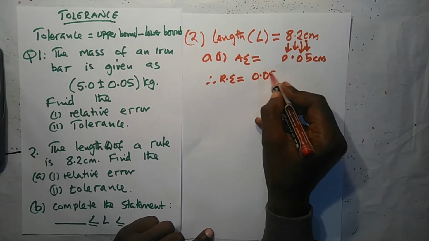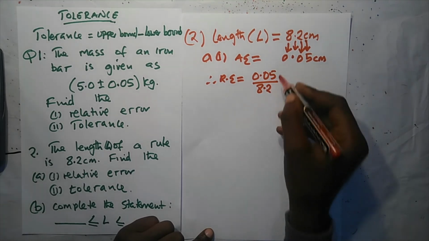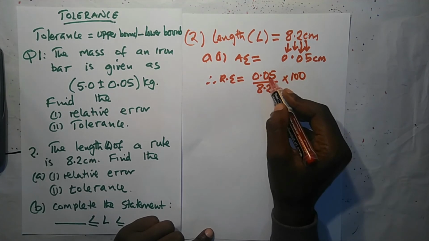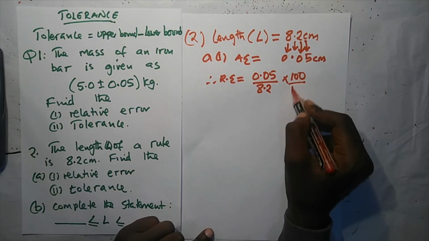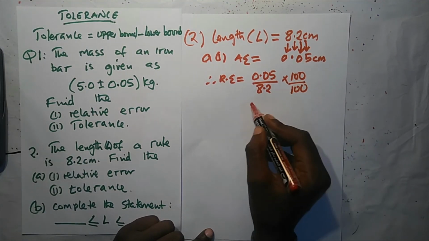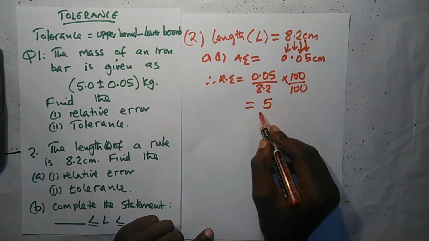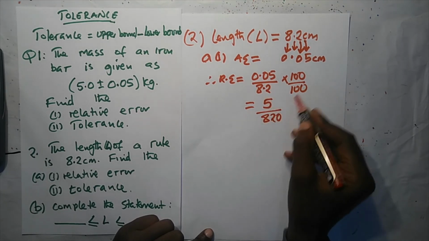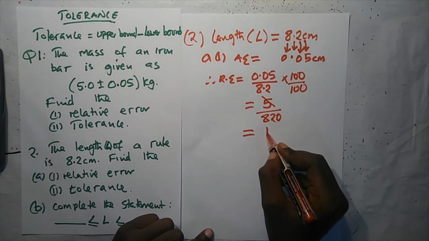And therefore the relative error will be given by absolute error, which is 0.05, over the true value, which is 8.2. And so we can simplify this by multiplying 100 on top, because this number on top has more decimal places than the one that is down. It has 2 decimal places, so you multiply by 100. Even down here you multiply by the same thing. And so when you simplify this, you are going to have 0.05 times 100 is 5 over 820. 8.2 times 100 is 820, which we can simplify by 5.